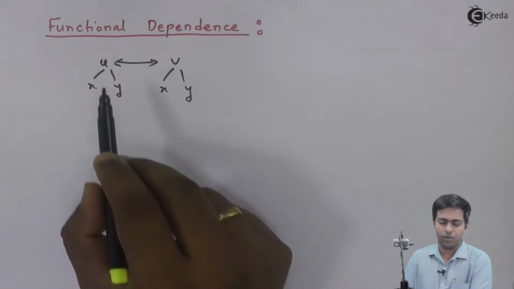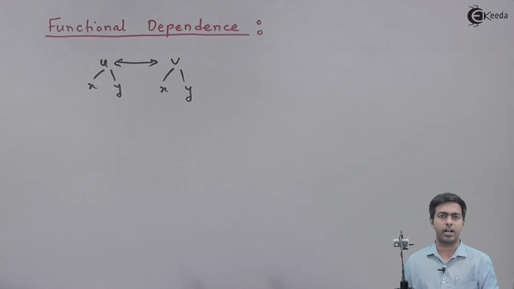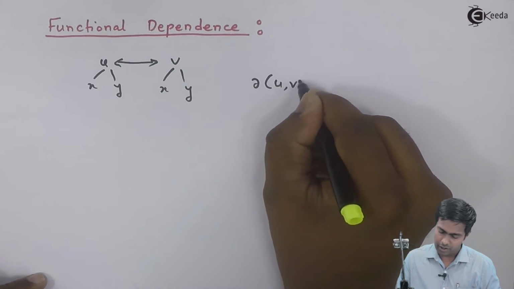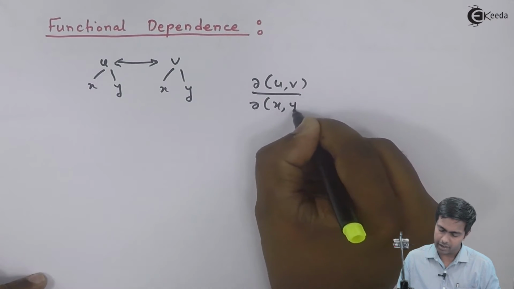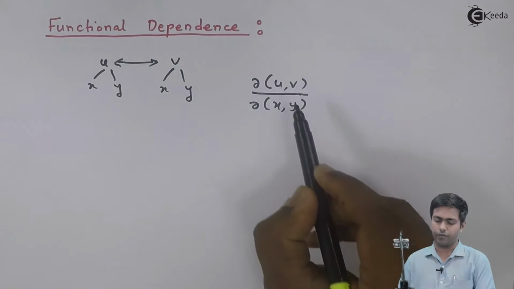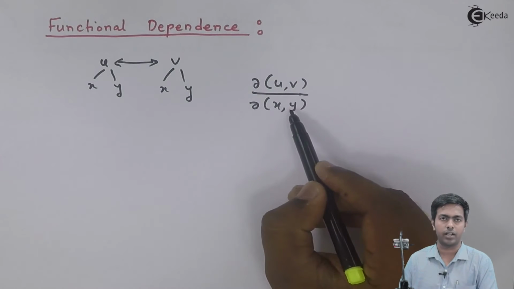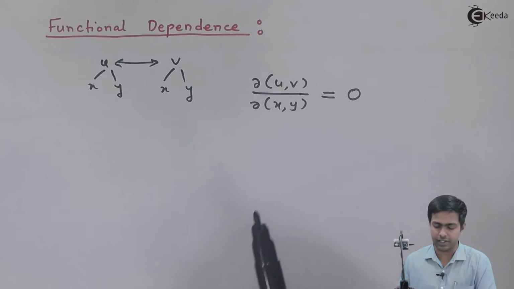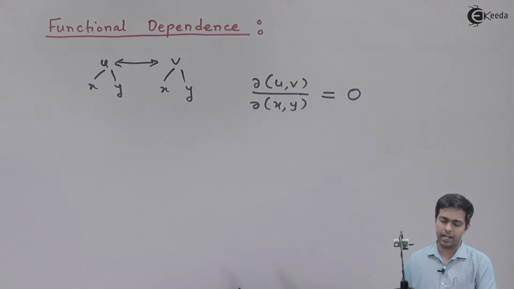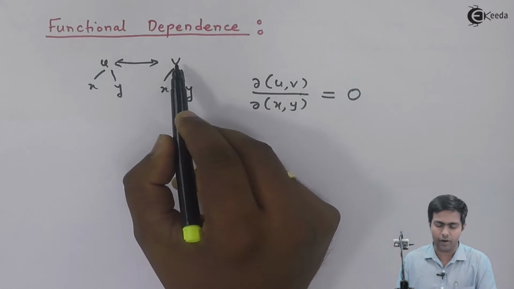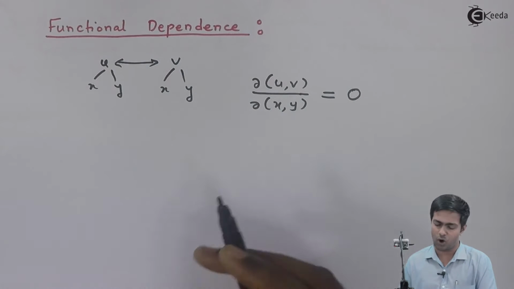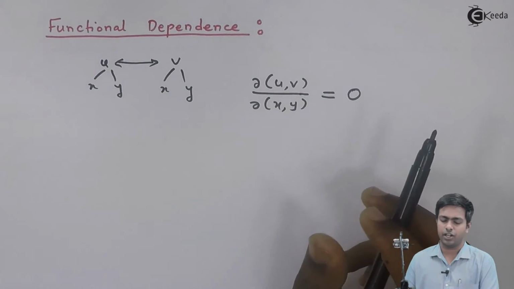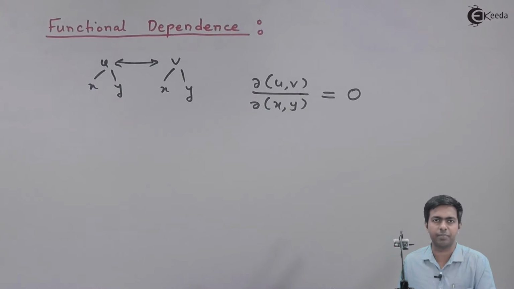And to find out the functional dependence, we use one condition. That condition is dou of uv by dou of xy, that is the Jacobian of uv with respect to xy. Now if this condition is equal to 0, or if this Jacobian is equal to 0, then we say yes, u and v are functionally dependent on each other. But if we are not getting 0, then we say no, they are not functionally dependent.